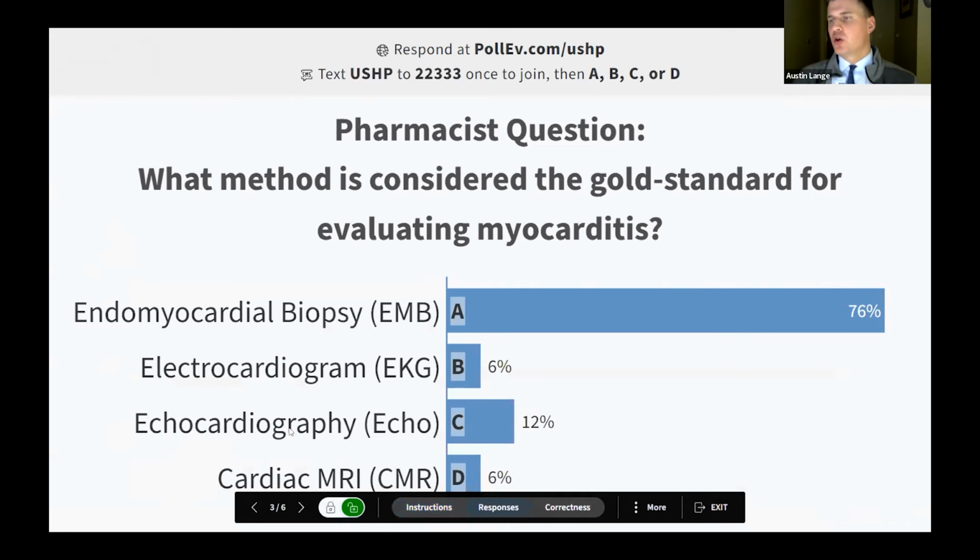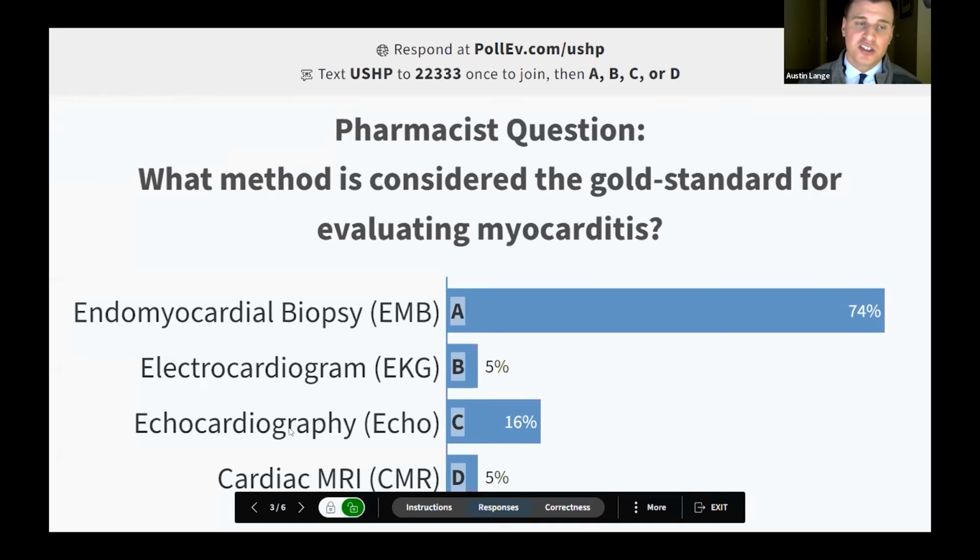So vast majority of people answered correctly here. It's going to be endomyocardial biopsy. Again, that histological evidence of the infiltrative neutrophils is going to be the gold standard. An EKG might be abnormal, but you can't definitively say that would be the gold standard in diagnosing somebody. An echocardiography, or echo, can showcase that inflammation and help rule out myocarditis more specifically, but again, not the gold standard, not diagnostic. And cardiac MRI, again, is what we most commonly use, but it does not showcase the histological evidence, although we can use it to see that myocardial edema, the fibrosis, the necrosis of the tissue, that inflammation that we'd be concerned about.